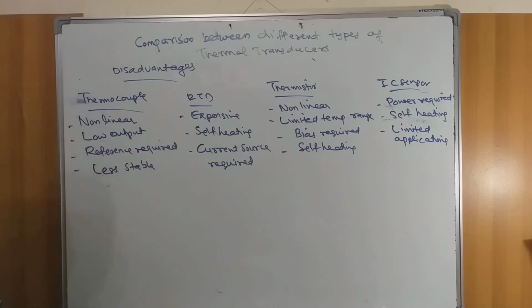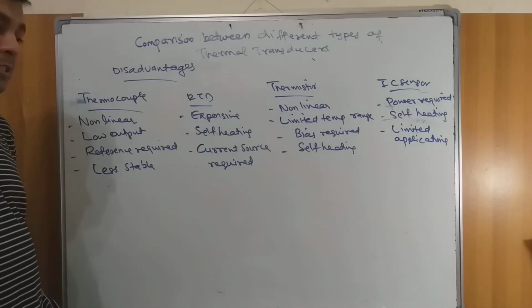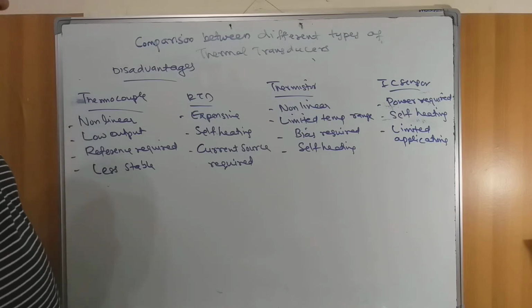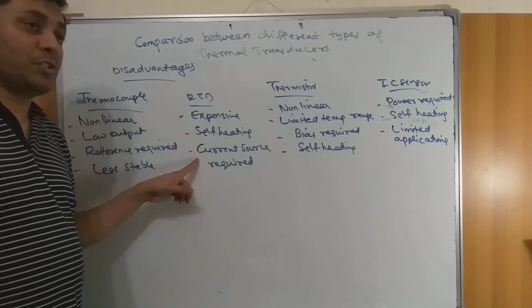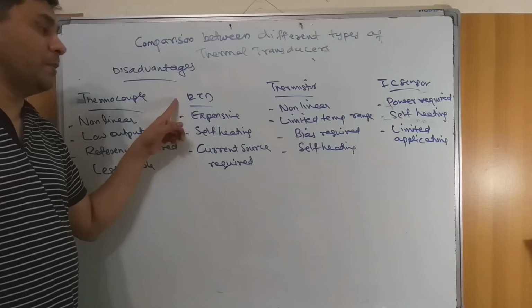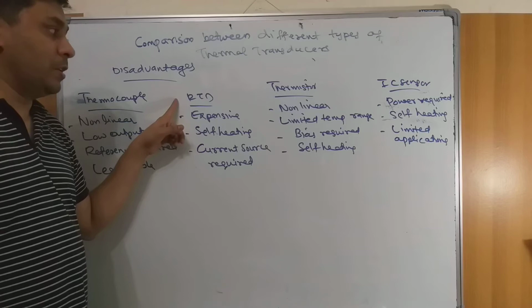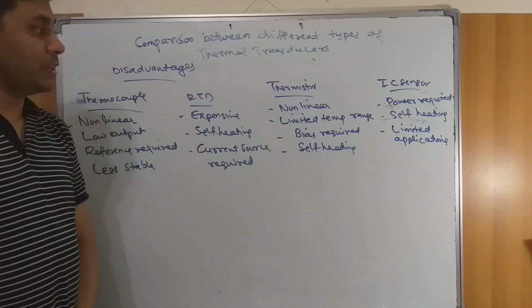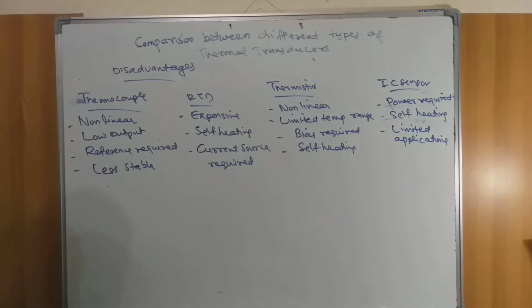Talking about the RTD, which is the resistive temperature detector, they are normally expensive. A self-heating issue is there, because once it heats, it is an accumulation process, and it will heat by itself. And of course, for the operation of an RTD, we need a current source. A current source is required because normally an RTD is a passive transducer. So in order to transfer this into voltage, it needs a current source.